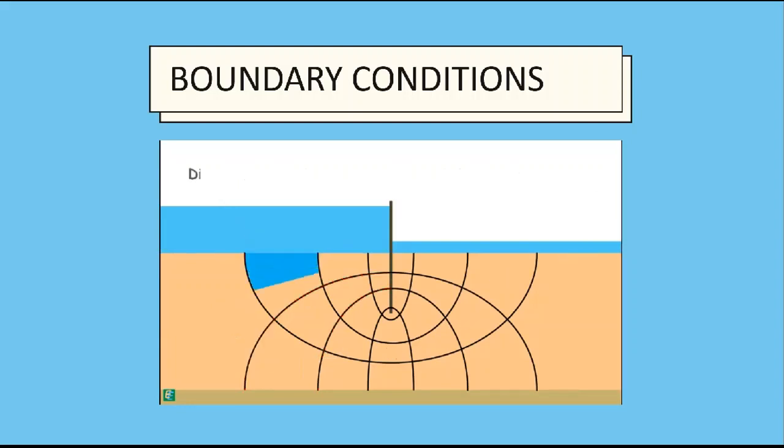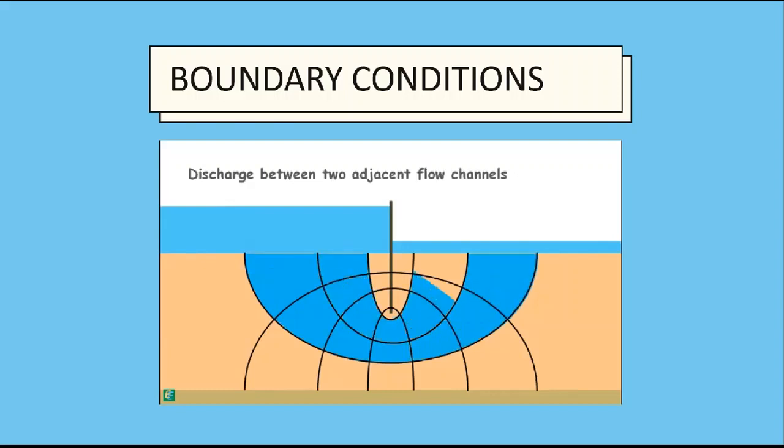Also, the discharge between two adjacent flow channels is constant. So these boundary conditions are the rules that we should keep in mind so that we can construct the flow net as accurately as possible. So now that we have constructed the flow net, its graphical properties can be used to calculate the seepage through soil.